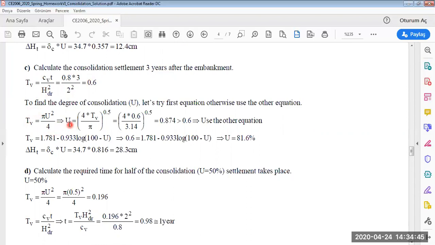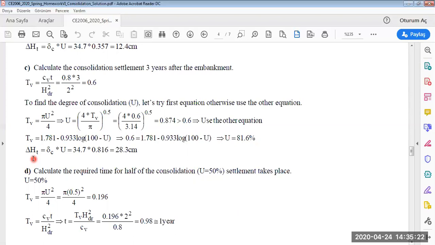We try to find the degree of consolidation, the capital U, and it's more than 60%. So we should use the other formulation. And here is the other formulation. We use this formulation, and we find the degree of consolidation, and it's more than 60% here. So we use the correct formulation.